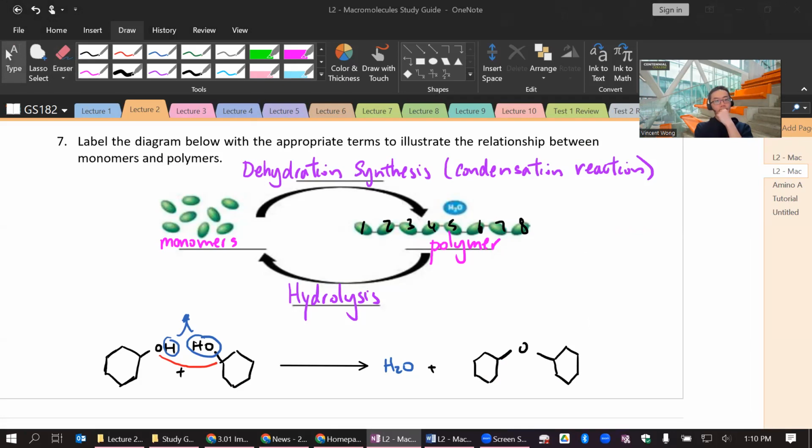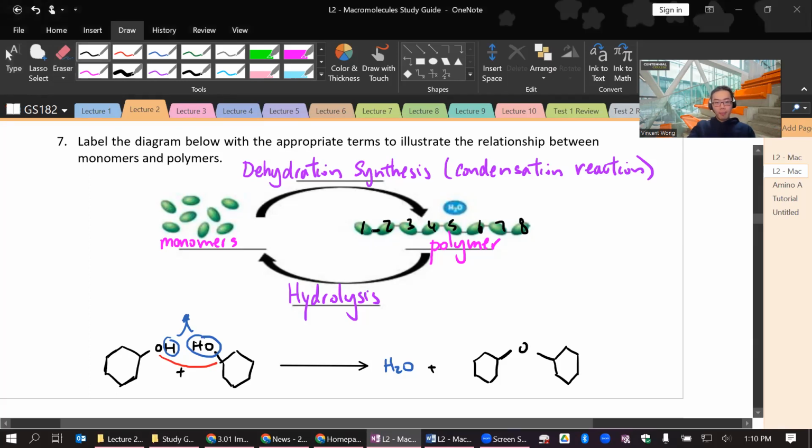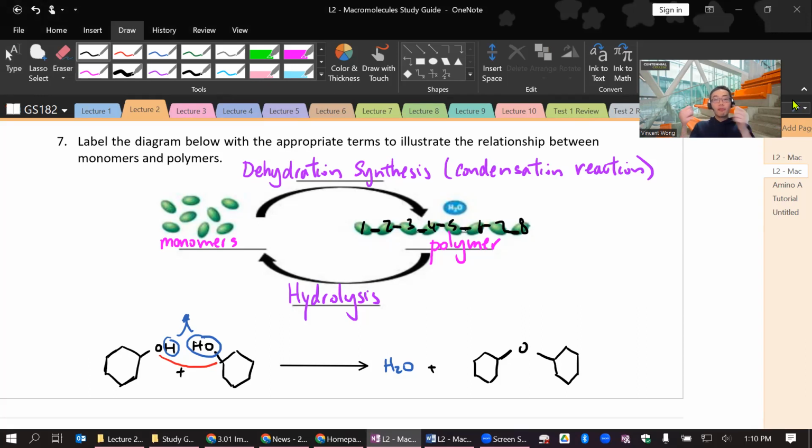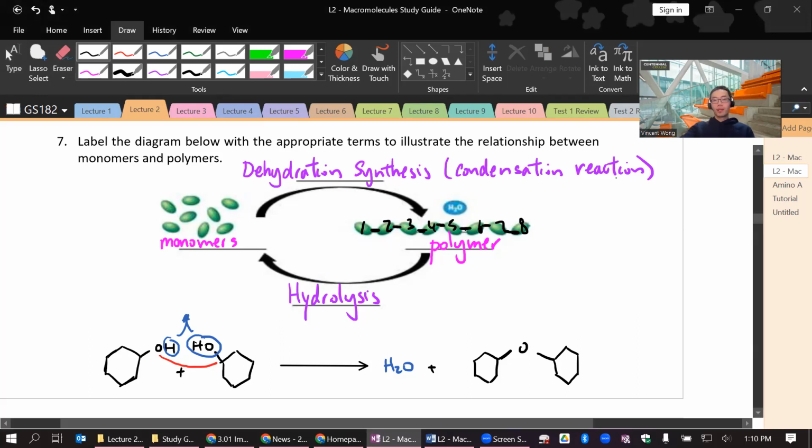7, that's right. So when I connect 1 and 2, that bond requires 1 water molecule to be removed, 2nd water molecule, 3rd, 4th, 5th, 6th, 7. Okay, so every time you form a bond, you need to take away a water molecule.